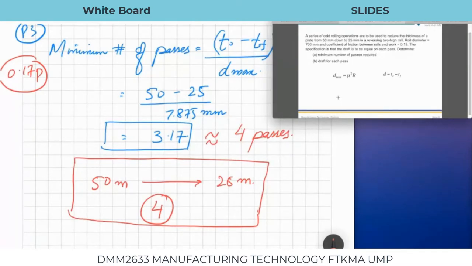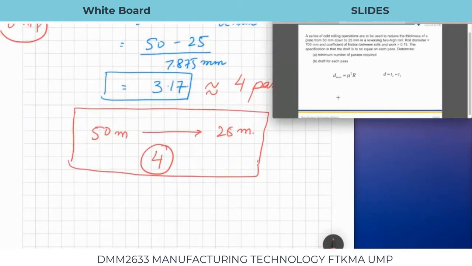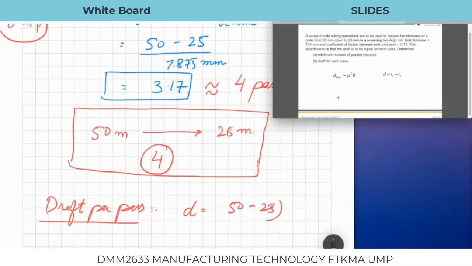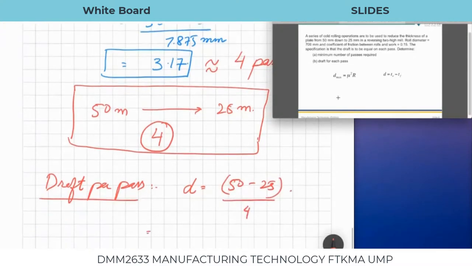So how to do that? How much thickness should I remove in each pass? That is the draft per pass. The amount of thickness that I should reduce in each pass, D, is equal to (50 minus 25) divided by 4. So this is equal to 6.25 millimeter.